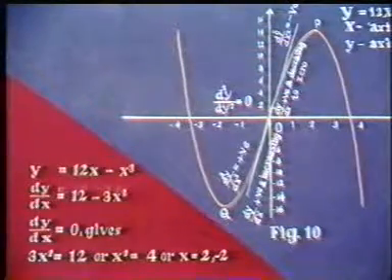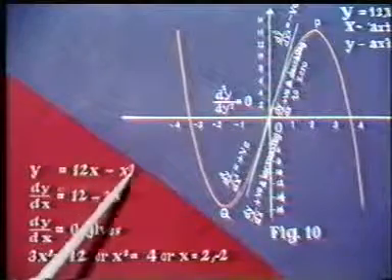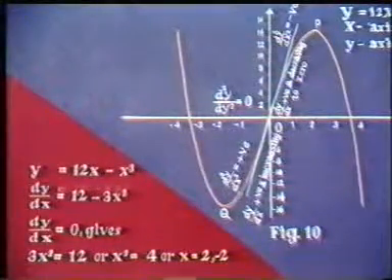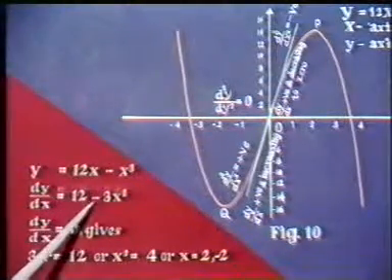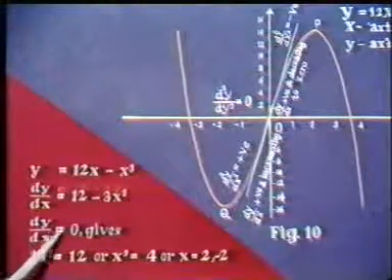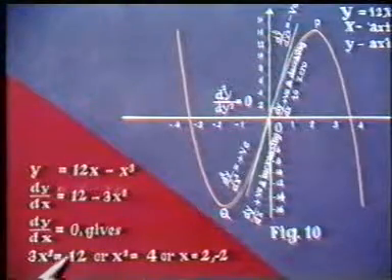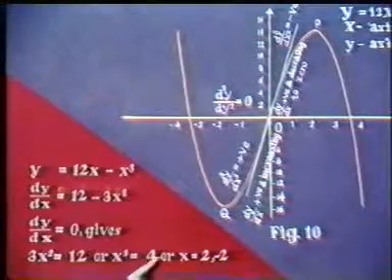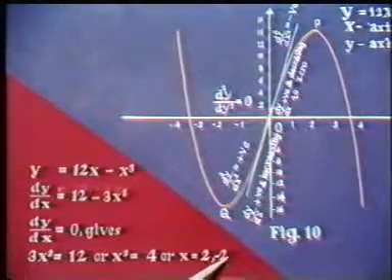Now consider the function y equal to 12x minus x³, which has been plotted in figure 10. dy/dx is equal to 12 minus 3x². dy/dx equal to 0 gives 3x² equal to 12, or x² equal to 4, or x is equal to 2 and -2.